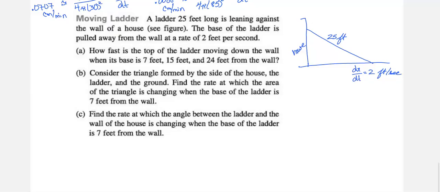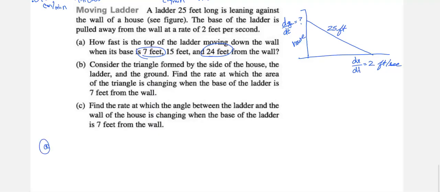It's asking how fast the top of the ladder is moving down the wall when the base is 7, 15, and 24 feet from the wall. We'll just do two of these. Let's do the 7 and the 24 feet so we can see how that rate is changing.